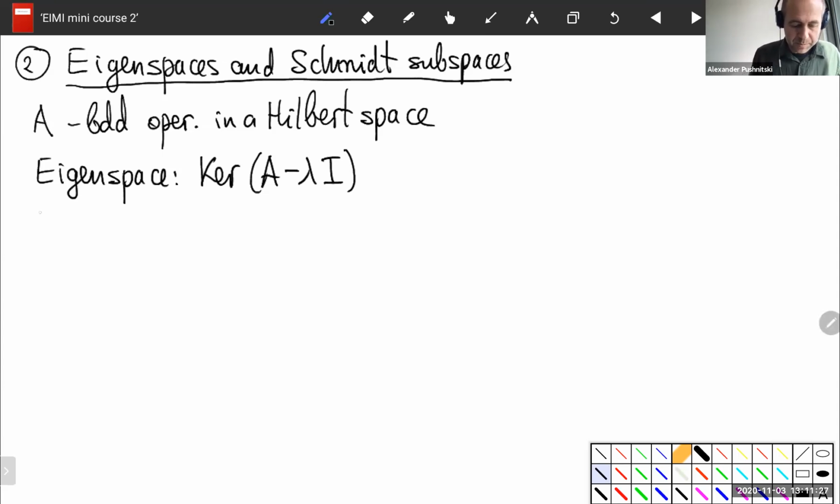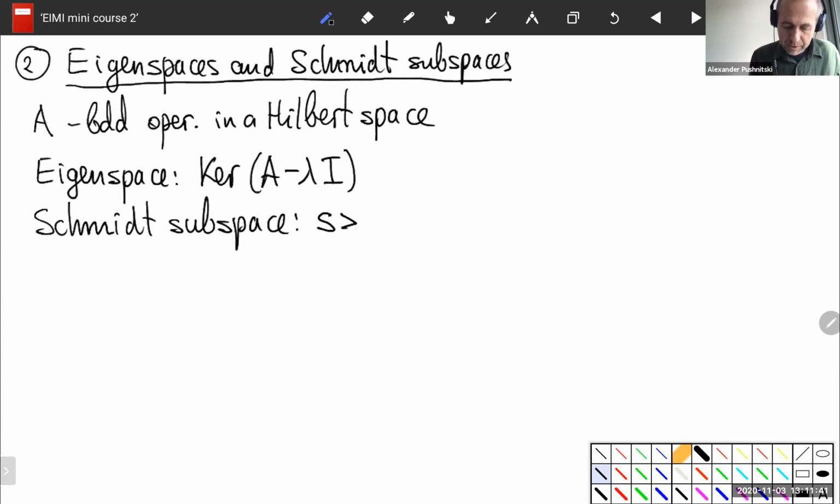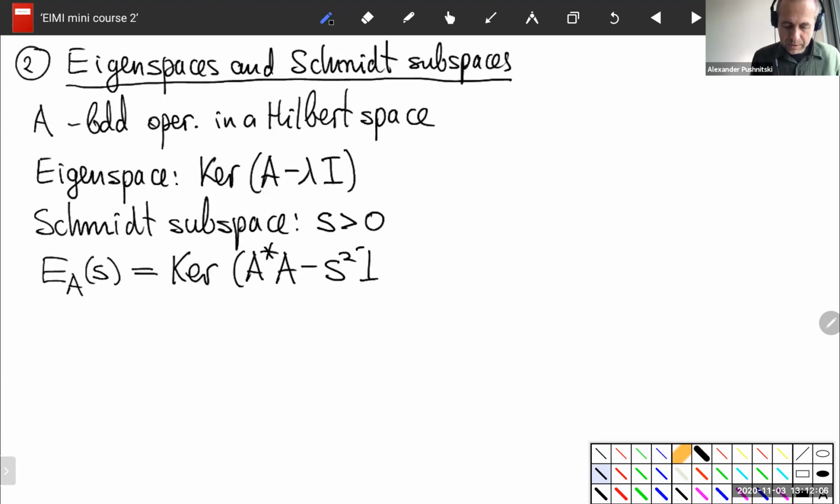So what about the Schmidt subspace? Schmidt subspace. So if there is a number S, which we will usually call singular value, then we associate with this value S the following subspace. This is my usual notation for this. I don't know if it's so standard, probably not. So this is the kernel of A star A minus S squared identity.